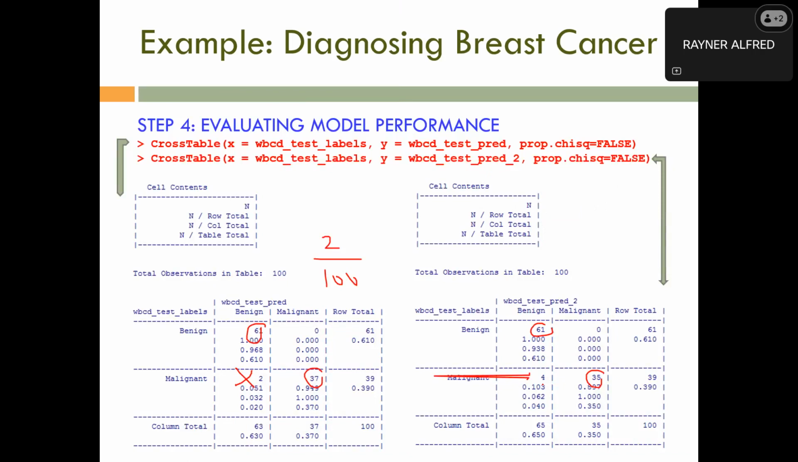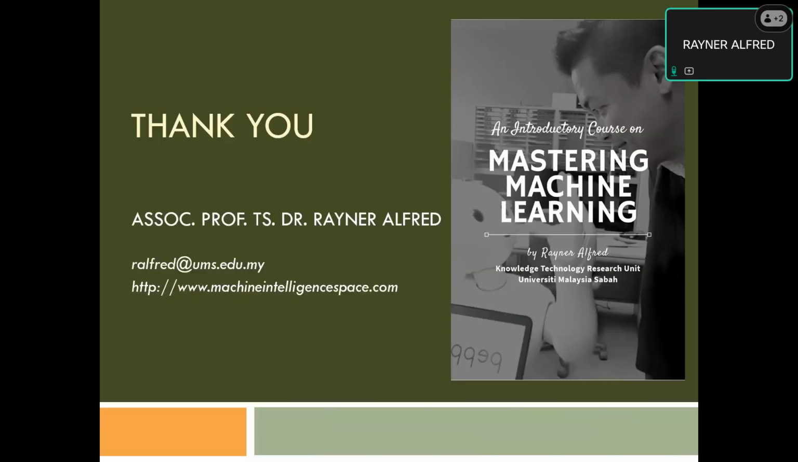So the error for this one will be 4%. This one is using k equal to 21. This is k equal to 10. Notice that the error made here is different between these two classifiers. Oh, finished.